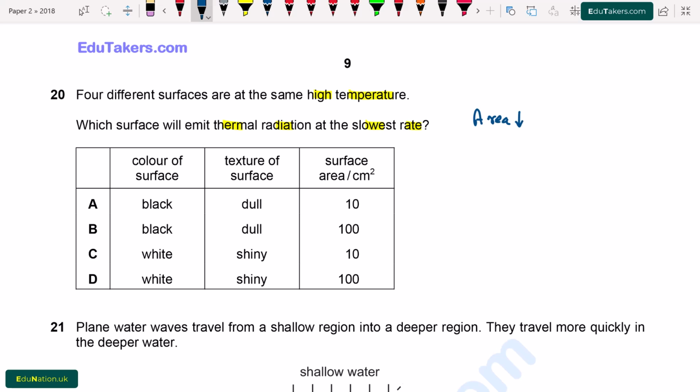Also when we use the white surface which is shiny, the rate of thermal radiation emission will be small. Now we see the options.